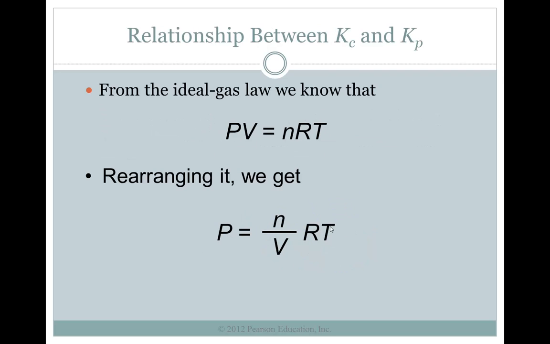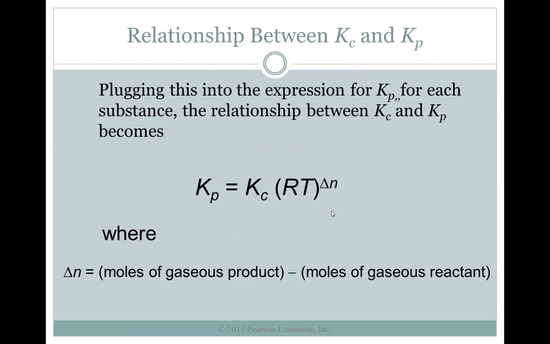So if we look at the ideal gas law, PV equals nRT, and we rearrange it to solve for P, we're going to end up dividing both sides by V. So we get P is equal to n over V times RT. Plugging this into the expression of Kp, the equilibrium constant of pressure for each substance, the relationship between Kc and Kp becomes Kp is equal to Kc times RT to the power of delta n, where delta n is the number of moles of gas products minus the moles of gas reactants.